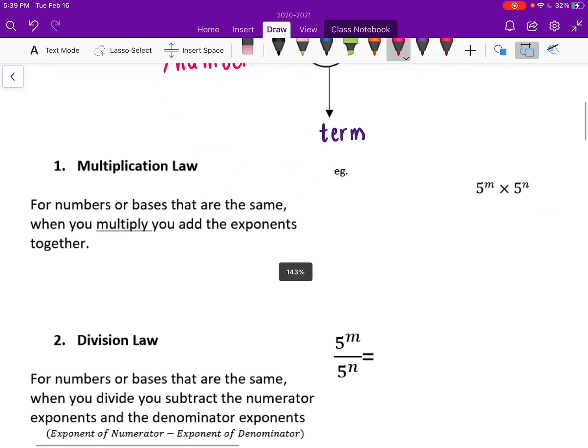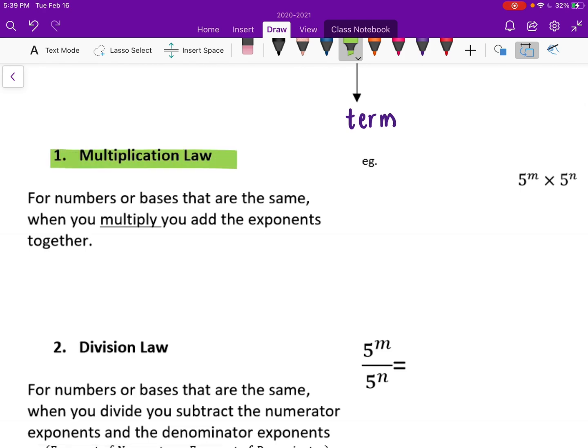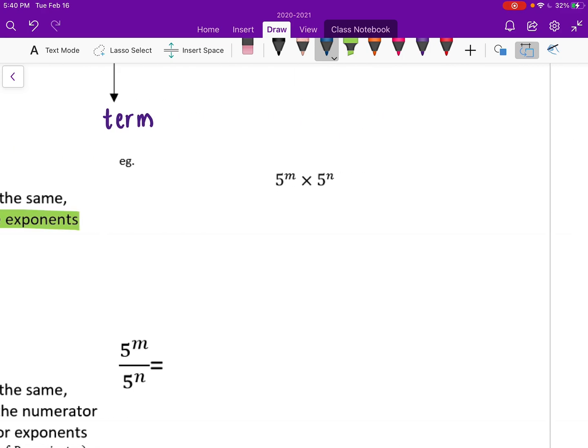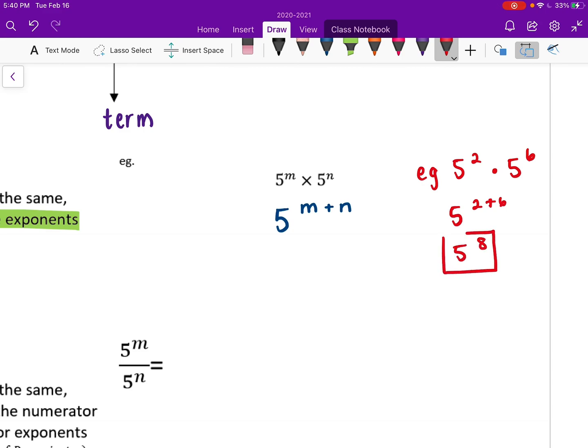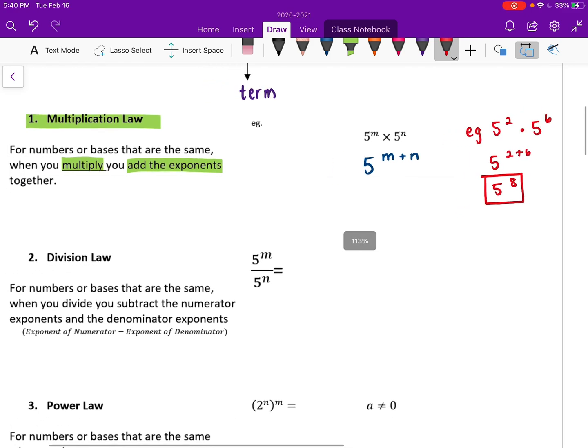Okay, so our multiplication law states that for numbers or bases that are the same, when you multiply those two together, you add the exponents together. An example of that is if you have 5 to the power of m multiplied by 5 to the power of n, it would be m plus n. So say I had 5 to the power of 2 times 5 to the power of 6. I would do 5, 2 plus 6, 5 to the power of 8. So that's the general rule of thumb there.